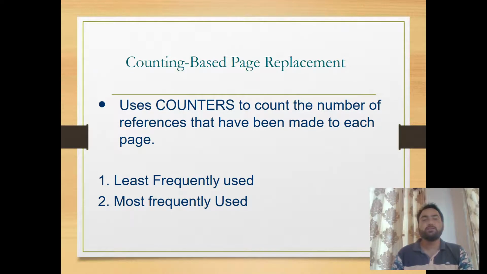Then another algorithm is the counting based page replacement algorithm. As the name suggests, counting, that means it counts the number of replacements that are made to a particular frame, and on the basis of that the replacement happens in the system. And for counting, it uses a counter to count the number of references that have been made to each page. The total number of references that are made to a particular page are counted by a counter and are stored.